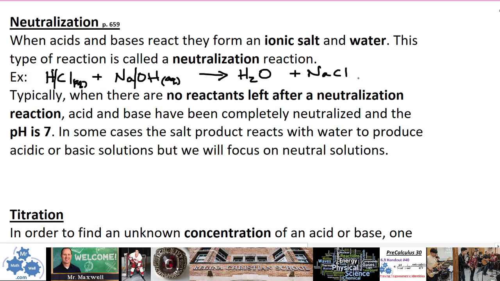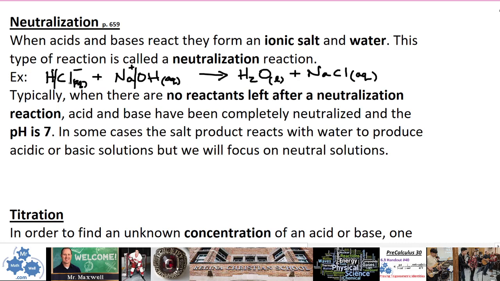Now, obviously that's liquid water here, and this is aqueous salt. It would be dissolved in solution. But nonetheless, the pattern for the neutralization reaction is acid plus base equals salt and water. Okay? And this salt comes from the anion of the acid and the cation of the base. That's where it comes from. So typically, there are no reactants left after a neutralization reaction. Acid and base have been completely neutralized, and the pH is 7. So it's basically a perfectly balanced solution.